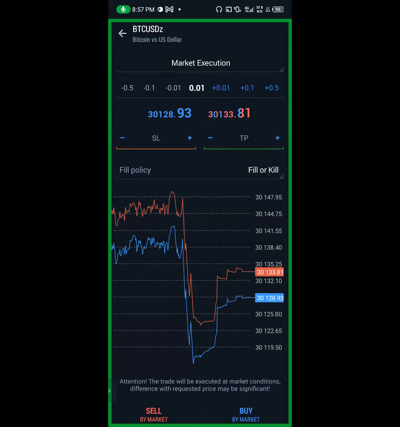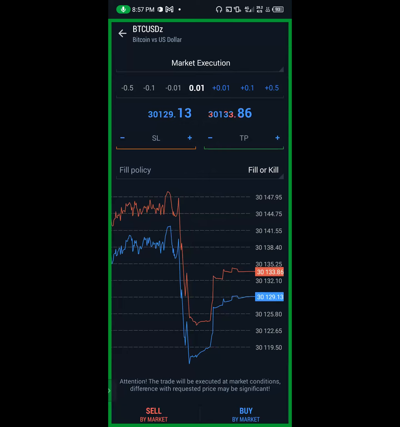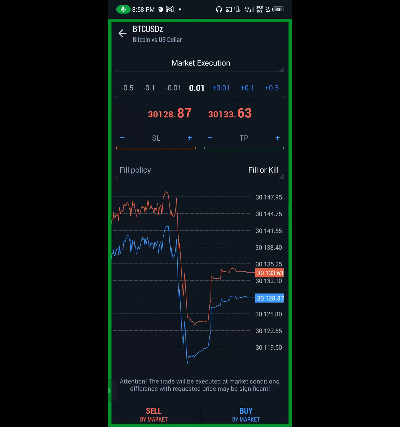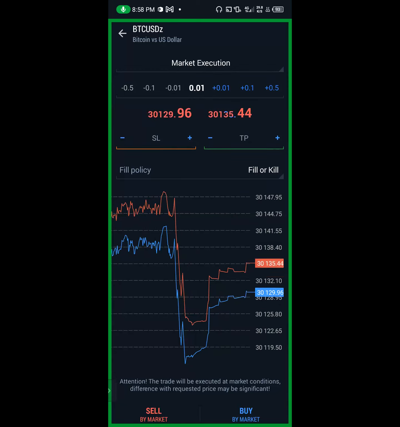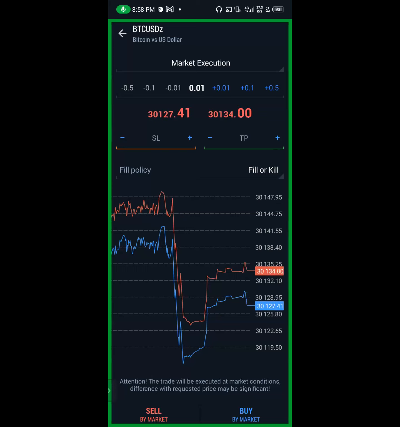You buy, first of all. I will tell you how to arrange the orders such that they fit into your risk management plan. Now, so you buy now. That is called market execution: executing your trade at the current market price. That's the meaning of market execution.